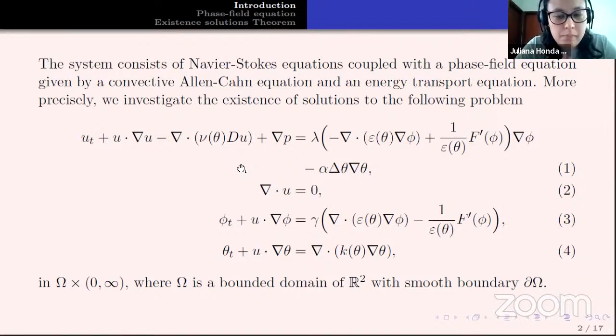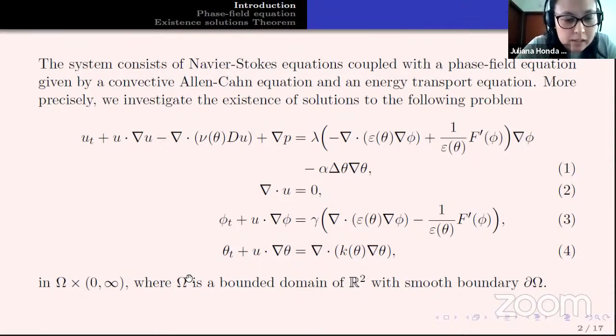So this system can be considered as a model describing the motion of a mixture of two viscous incompressible fluids, with the viscosity, thermal conductivity, and the interfacial thickness being temperature dependent. This is a more general system than the previous ones considered in the literature, involving temperature dependence in all main coefficients. The system consists of the Navier-Stokes equation coupled with the phase field equation given by a convective Allen-Cahn equation and the energy transport for the temperature.